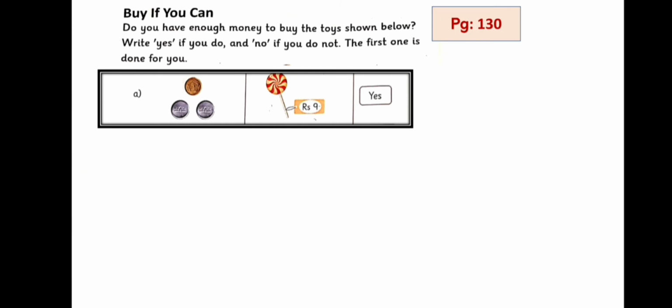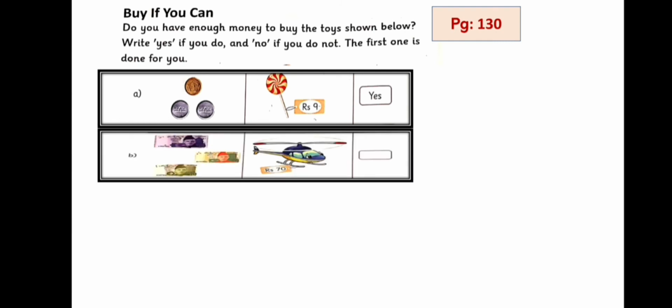Okay, can you tell me how much money it is? There are 2 coins of 2 rupee and 1 coin of 5 rupee, which makes 9 rupees. So, can we buy a lollipop of 9 rupees? Yes, we can.